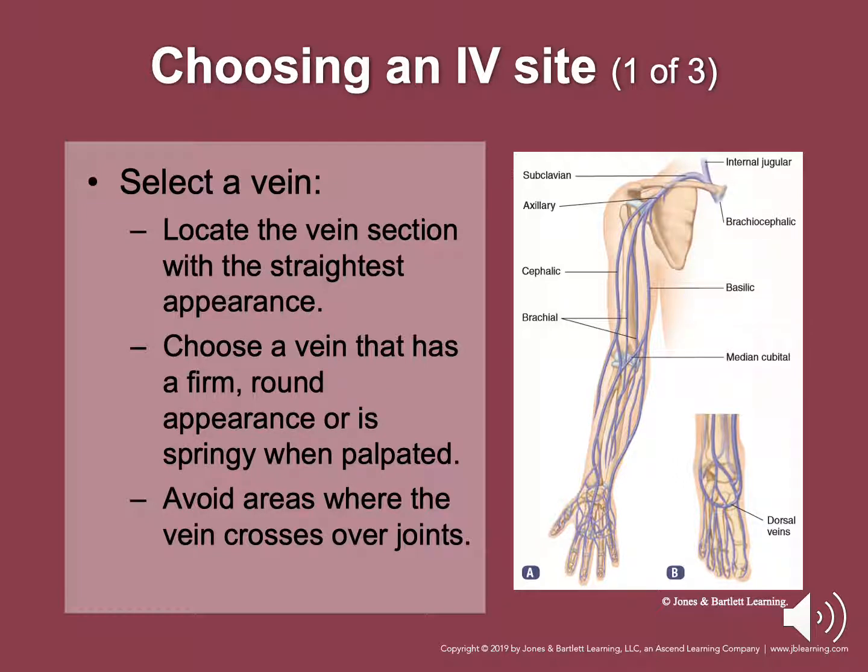You have many different sites here: the dorsal veins at the top of the foot, the median cubital, the brachial, the antecubital. We have axillary veins and subclavians up here. We don't really get into a lot of those a lot of times. Internal jugular up here, the cephalic vein, and the basilic vein of your biceps.